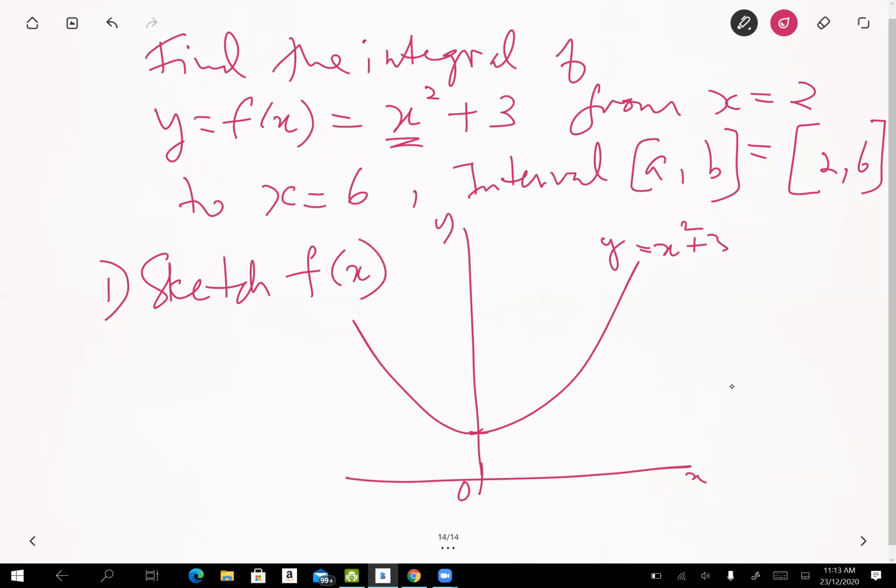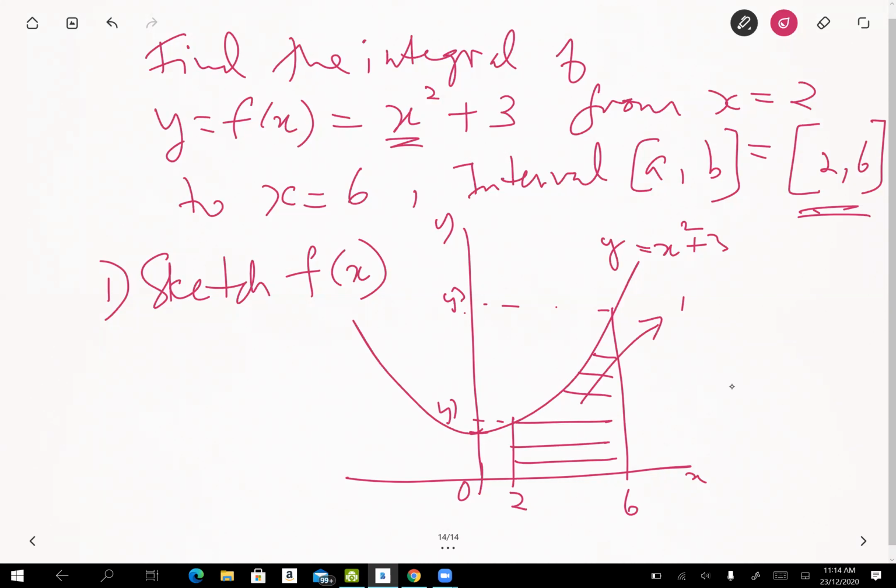We need the interval x equal to 2 up to x equal to 6. Of course, you can find the value of y, but for this definite integral we don't need that value of y. We need x. So the interval is from 2 to 6. The definite integral would be the area between 2 and 6 under the function. So that is the area. I use f, but now we can just use A. So this is the thing that you need to find.